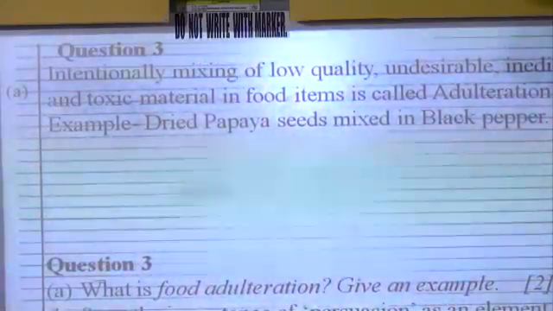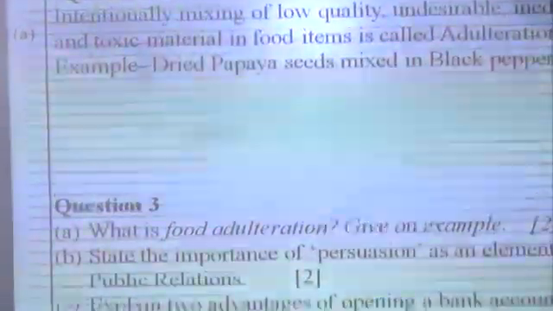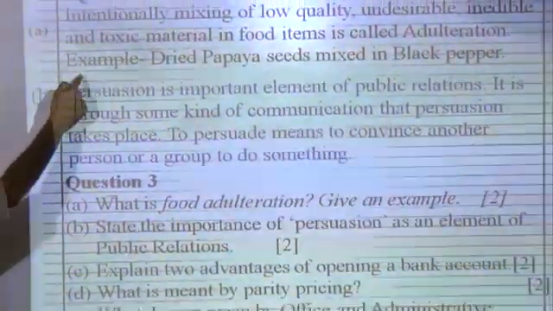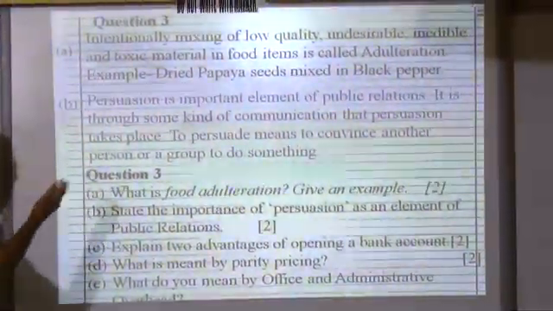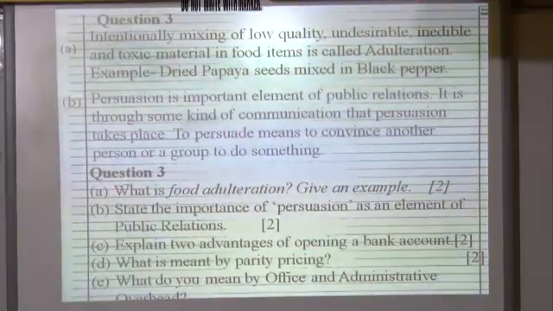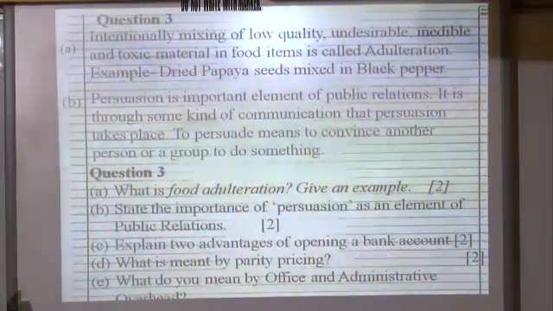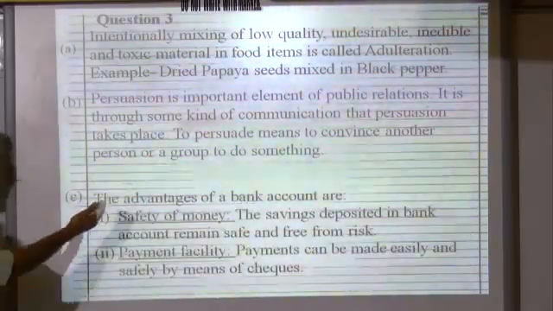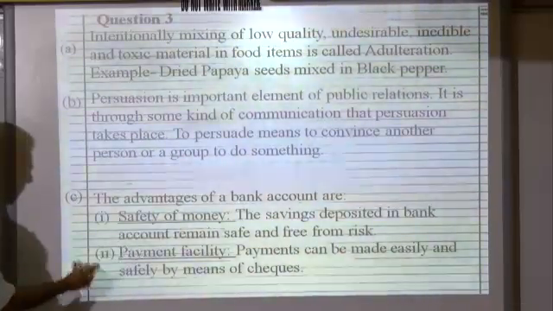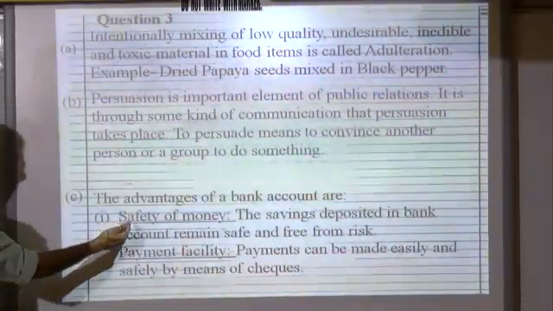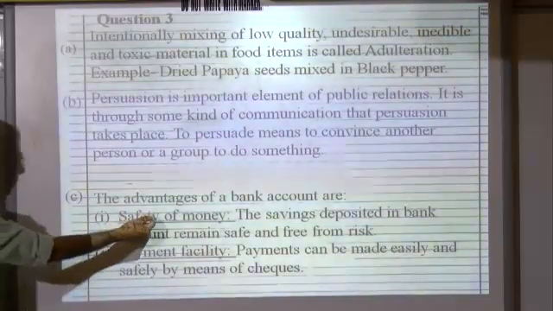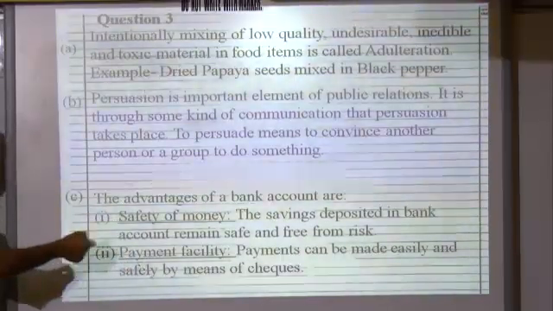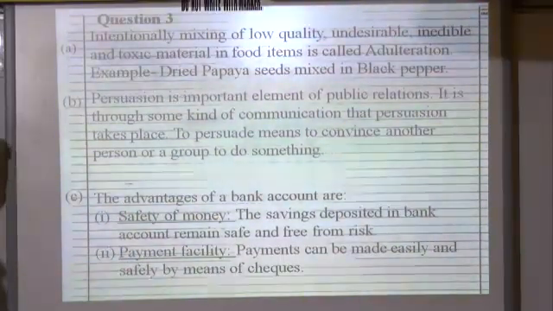Then we go to question number 2. State the importance of persuasion as an element of public relations. So you write the question answer number B. When you write the answer B, leave 1 line and then write the answer B. Again, when you are writing the answer, use the keywords. Number C, explain 2 advantages of opening a bank account. You are asked to mention 2 advantages. So here, the advantages of bank accounts are safety of money, payment facility. So pay attention here, guys. Here I've used lines, okay? Subheadings are underlined. So you always underline the subheadings and give the explanation.